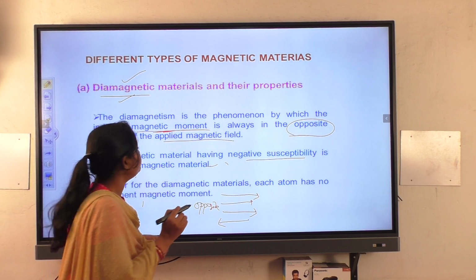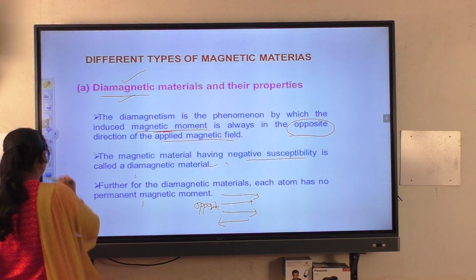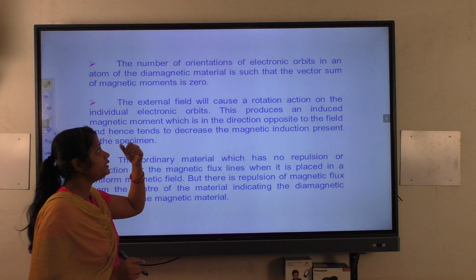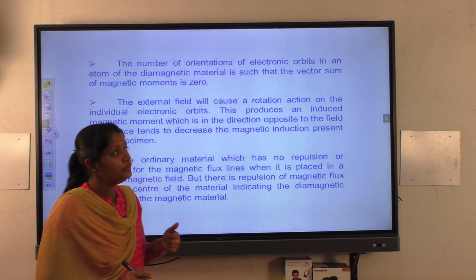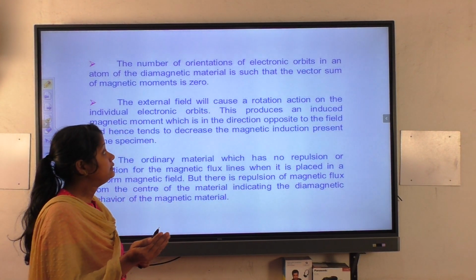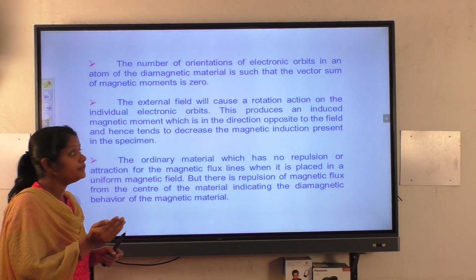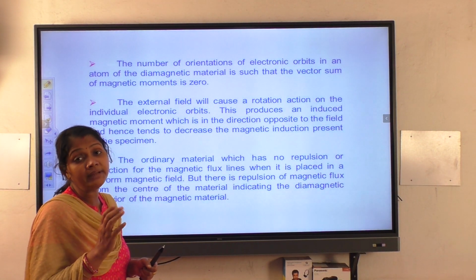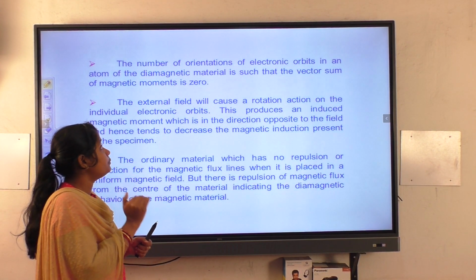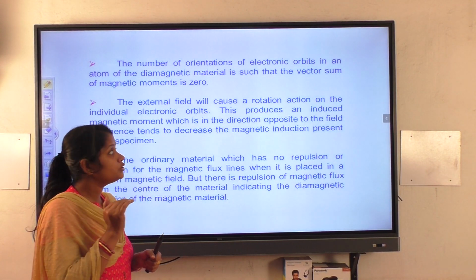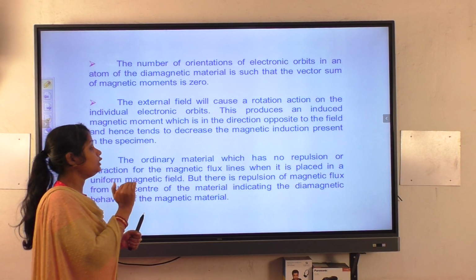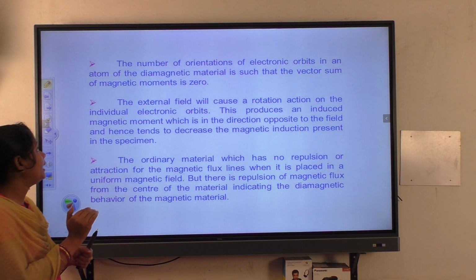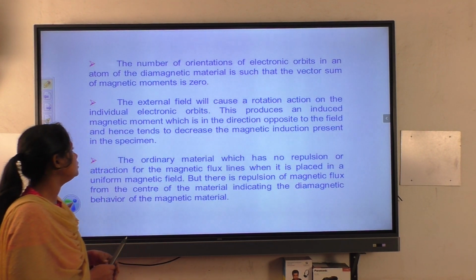Next, for diamagnetic materials, we will discuss the orientations of electronic orbits, which we can call the outermost orbit. In an atom of the diamagnetic material, the number of orientations of electronic orbits is such that the vector sum of the magnetic moment is equal to 0.